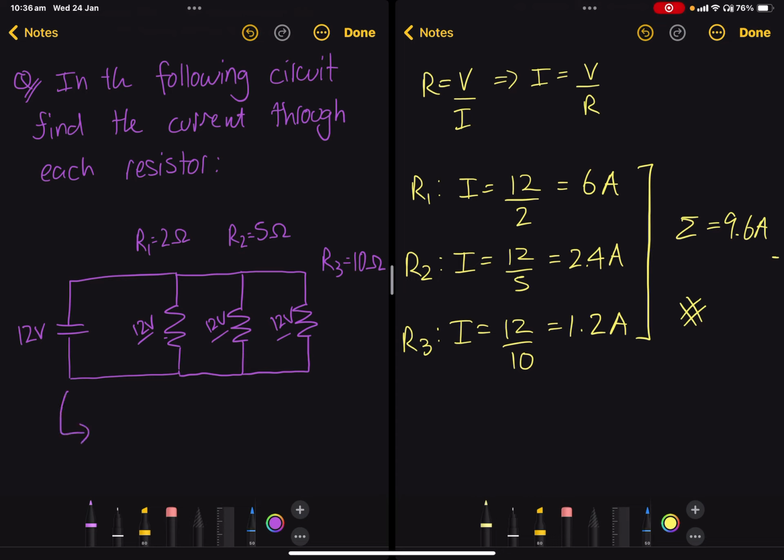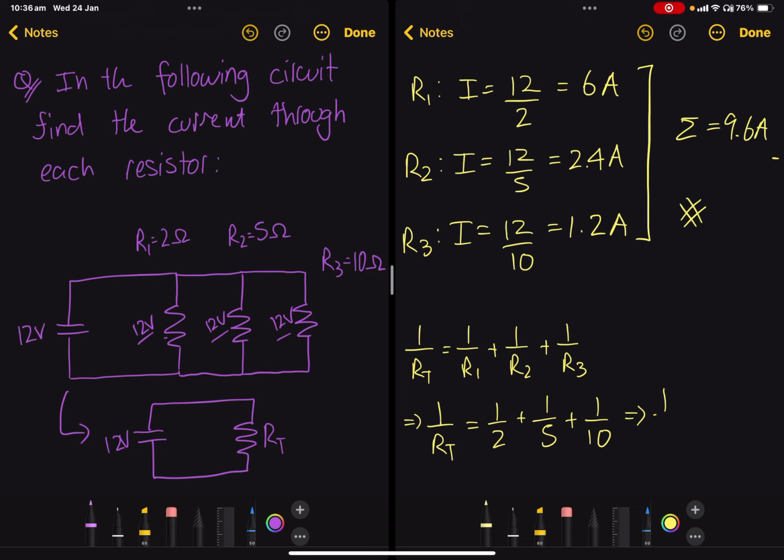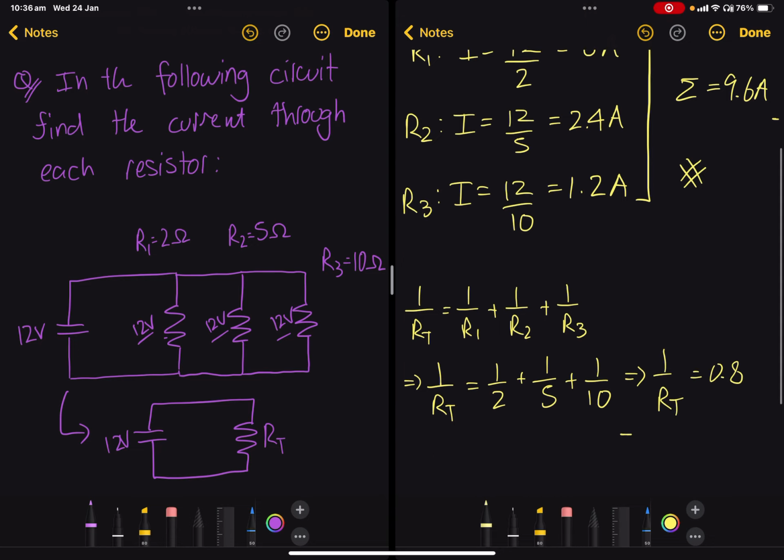Now the total resistance here, we can calculate using our parallel resistor formula, which is 1 on RT is 1 on R1 plus 1 on R2 plus 1 on R3. So we can plug everything in. We get 1 on the total resistance is 1 on 2 plus 1 on 5 plus 1 on 10. You add all these together, this tells us 1 on RT is 0.8. When you solve this, it tells you that the equivalent resistance, RT, is going to be 1.25 ohms.